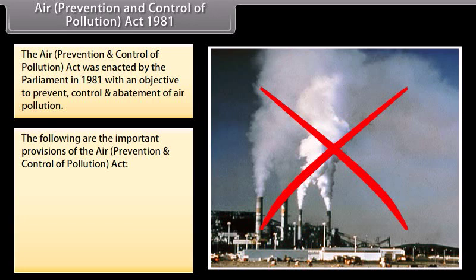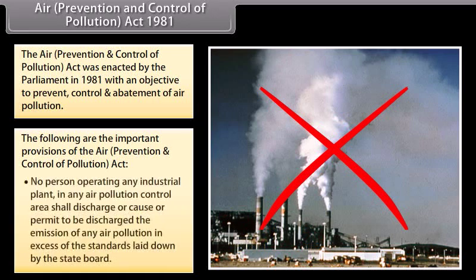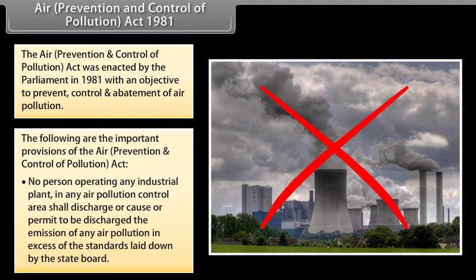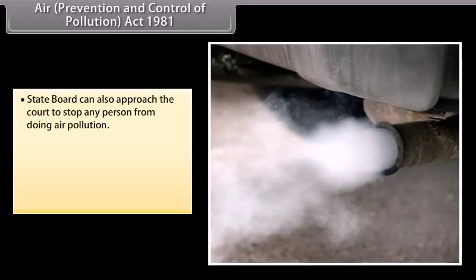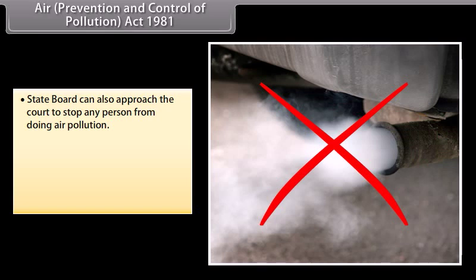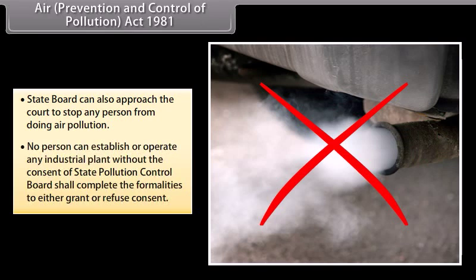The following are the important provisions of the Air Prevention and Control of Pollution Act. No person operating any industrial plant in any air pollution control area shall discharge or cause or permit to be discharged the emission of any air pollutant in excess of the standards laid down by the State Board. The State Board can also approach the court to stop any person from causing air pollution. No person can establish or operate any industrial plant without the consent of the State Pollution Control Board, which shall complete the formalities to either grant or refuse consent.